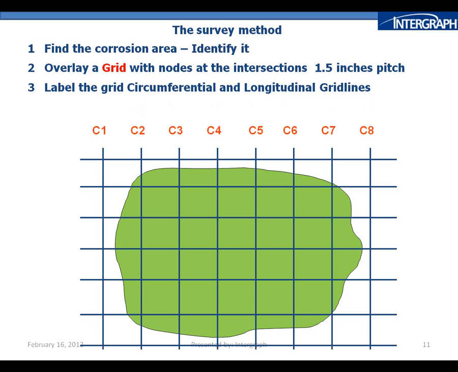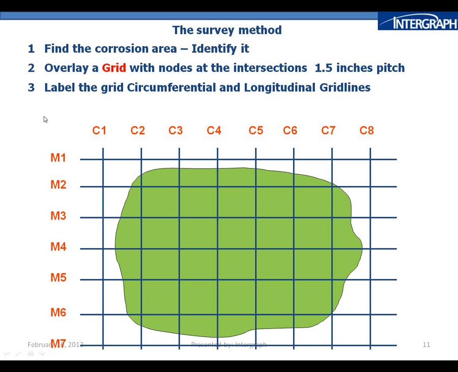So there we are. These represent the circumferential direction, and this represents the longitudinal direction. Now, of course, you do know that the circumferential stress, or the hoop stress, is twice the axial or longitudinal stress in a vessel. So the corrosion in the longitudinal direction is very important.